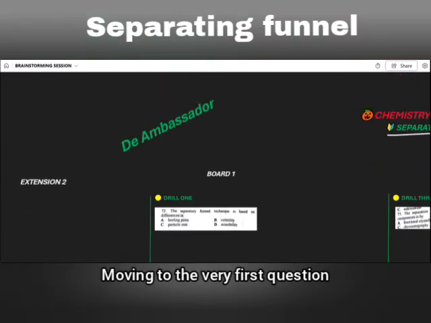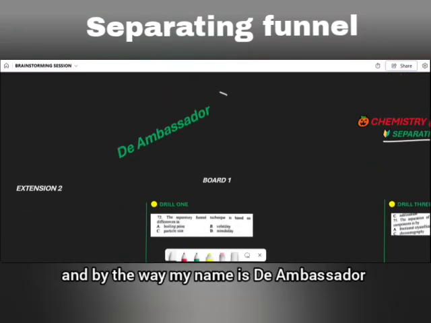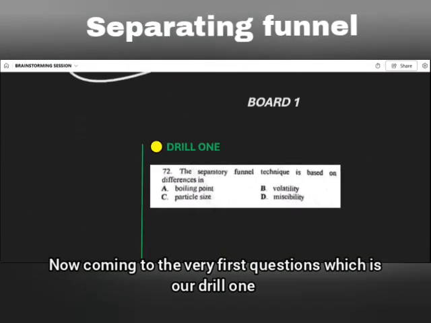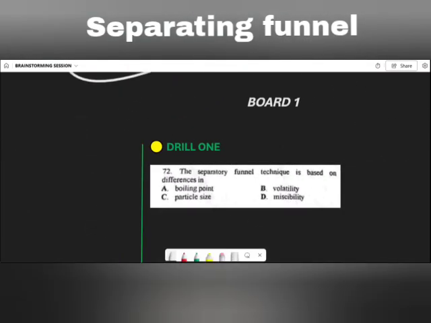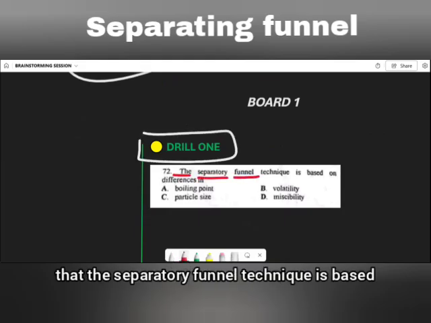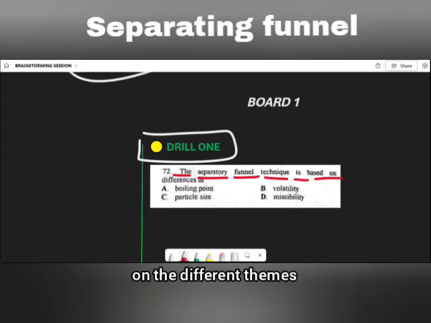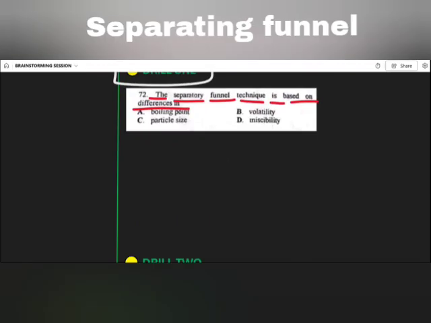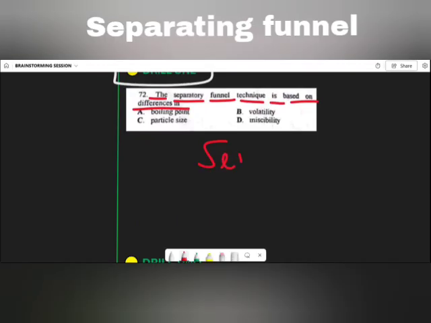Moving to the very first question, and by the way, my name is the ambassador. Now, coming to the very first question, which is our grade 1. In our grade 1, we are given that the separatory funnel technique is based on the difference in. Before we move on to the answer, what do you understand by separatory funnel? What is separatory funnel?